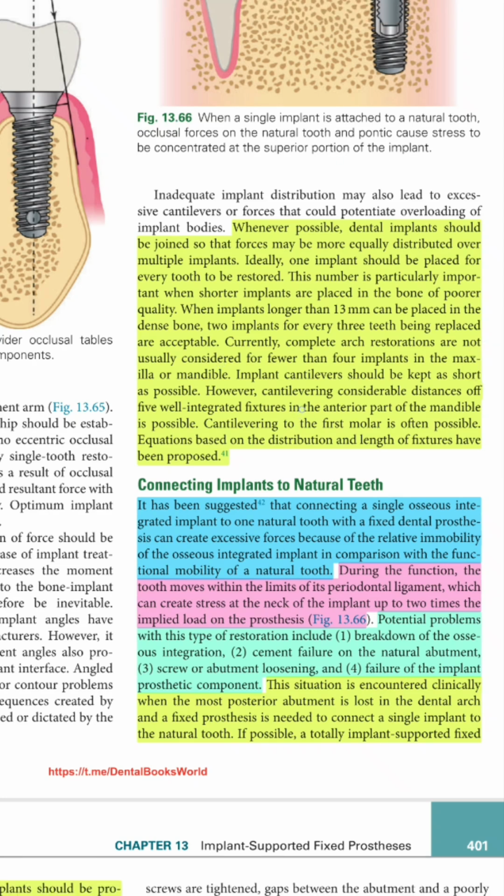As for the cantilevering, we can cantilever for 5 fixtures in the anterior part of the mandible. Also, we can cantilever to the first molar, that is also possible.